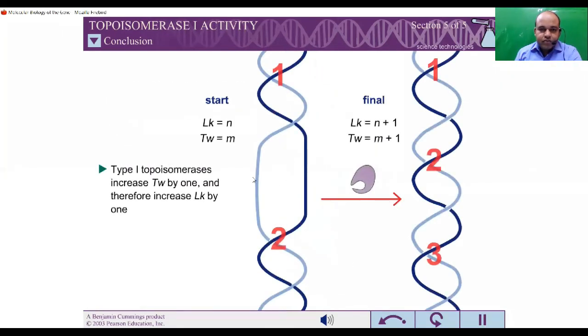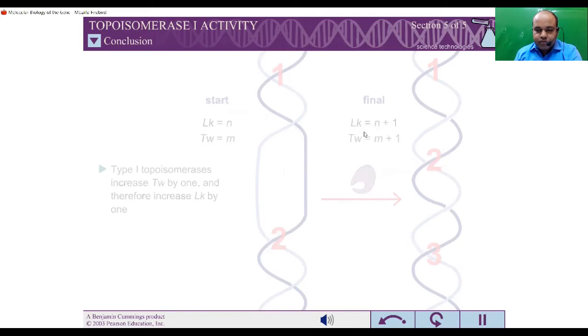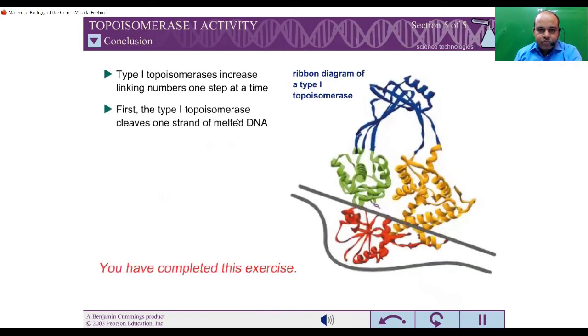Overall, the reactions catalyzed by the type 1 topoisomerase add one twist to the DNA, increasing the linking number by 1. So they are going to increase the linking number by a value of 1. It increases the linking number by one value. They are going to increase the linking number by a value equivalent to 1. Next. You have completed this exercise.